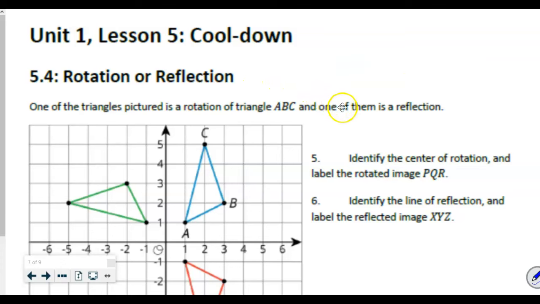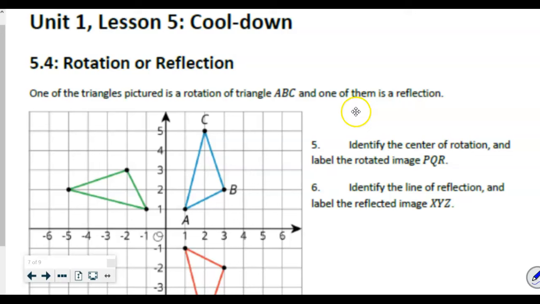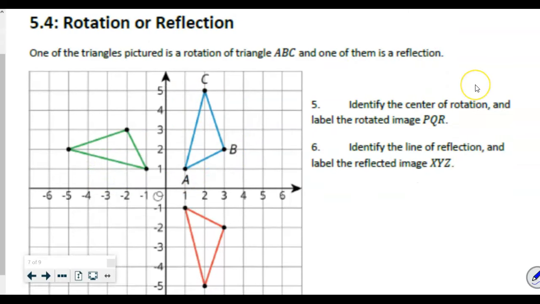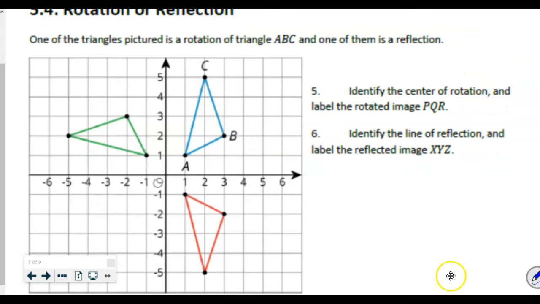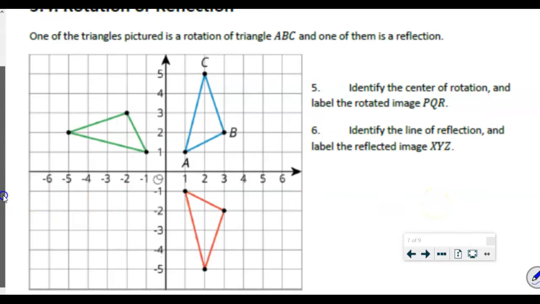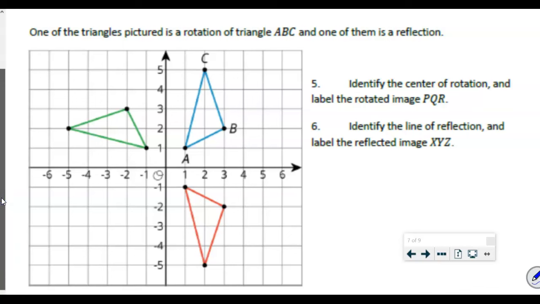Rotation or reflection. One of the triangles pictured is a rotation of triangle ABC. Blue triangle ABC is our original, that is our pre-image. One of them is a rotation, one is a reflection. Which one is the rotation, and find the center. Which one is the reflection, and find the line of reflection. In-person students are thinking and writing their response. Online learners are thinking and writing your response.